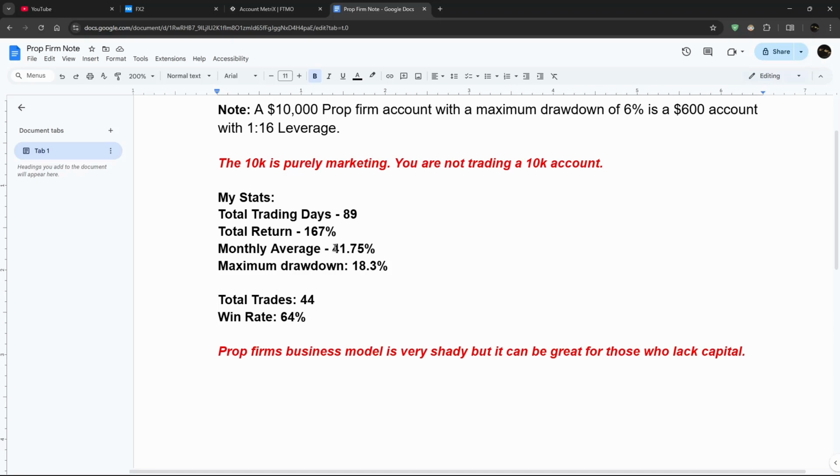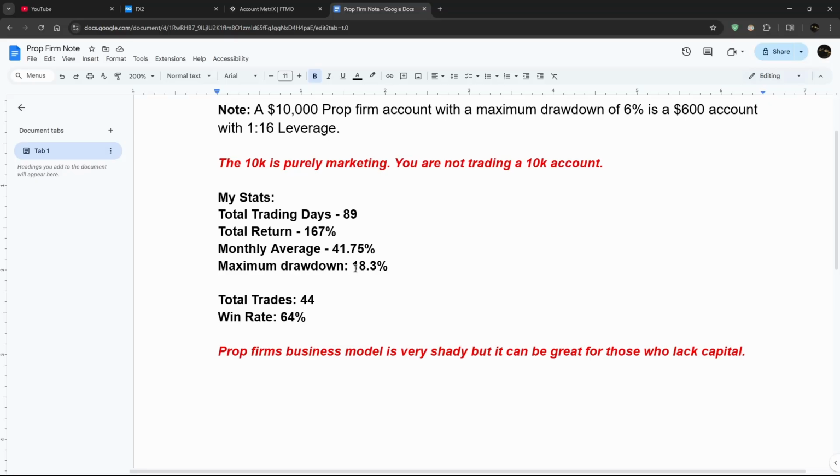I trade live accounts outside of prop firm accounts, and on my live personal account, I average about 1.8% return a month. So as mentioned, I'm a slow and steady trader. I'm not aggressive.